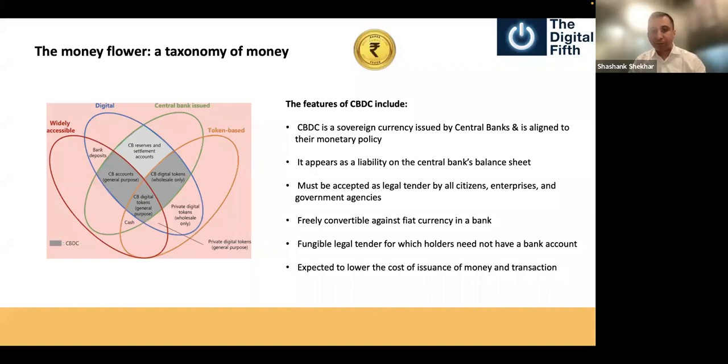It is a possible legal currency where you may not need to have a bank account, and it's expected to lower the cost of issuance of money and of transactions, because you're not going to print physical currency or use physical currency transportation and all these things. So the management overheads for fiat currency may go down.